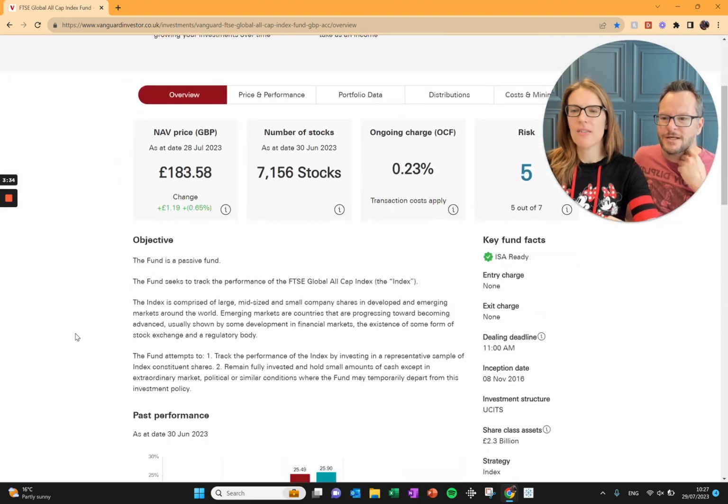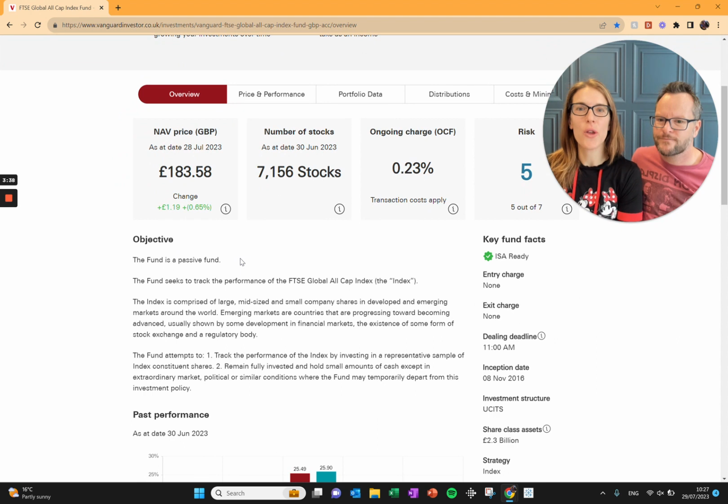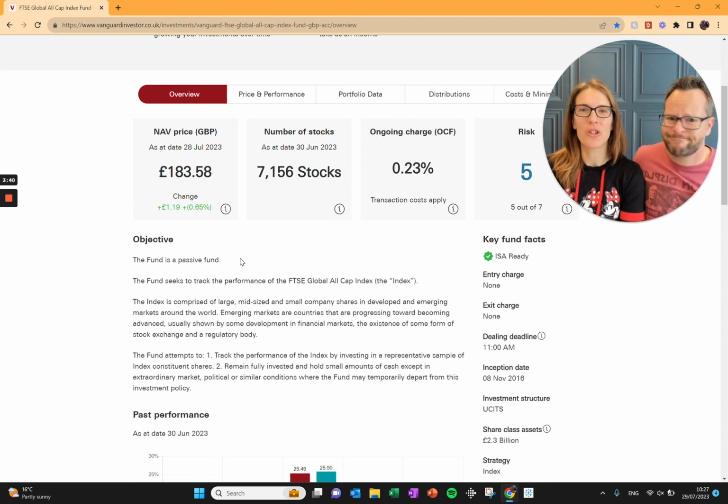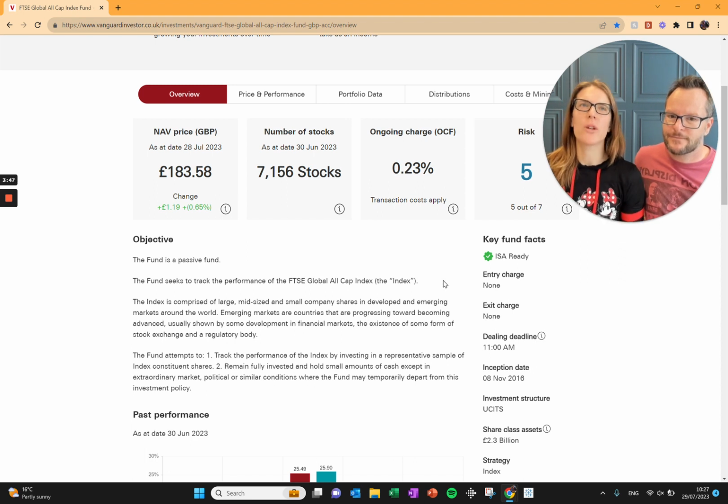So let's scroll down. So it says the fund is a passive fund. Boom, that's what we want. That means there's no human getting involved deciding what should and should not be in the fund. And making daft decisions. And then it says it tracks the performance of the FTSE Global All Cap Index, this is called the benchmark. The benchmark. It's what the fund is trying to replicate, and that's provided by a different company to Vanguard, and then Vanguard matches this index as closely as they can.